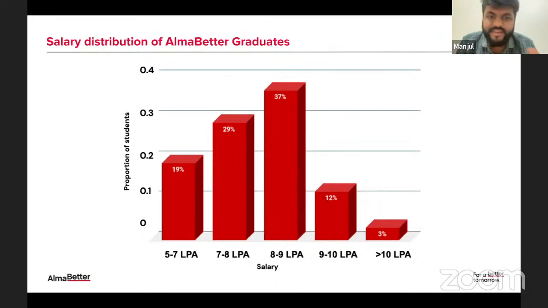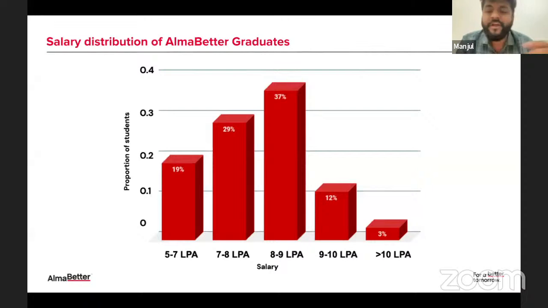So 5 to 7, 19% of the students do get there. 29% of them are in the 7 to 8 domain. 8 to 9 is something that a lot of students work hard for, because this is the salary range where the majority of our students do get placed. But again, you should note that above 10 lakhs per annum, there are around 15% of the students who are flying in the range of more than 9 lakhs per annum.